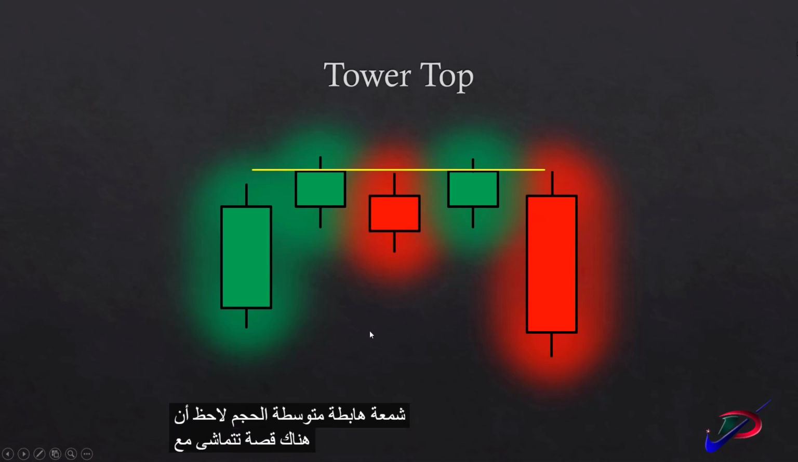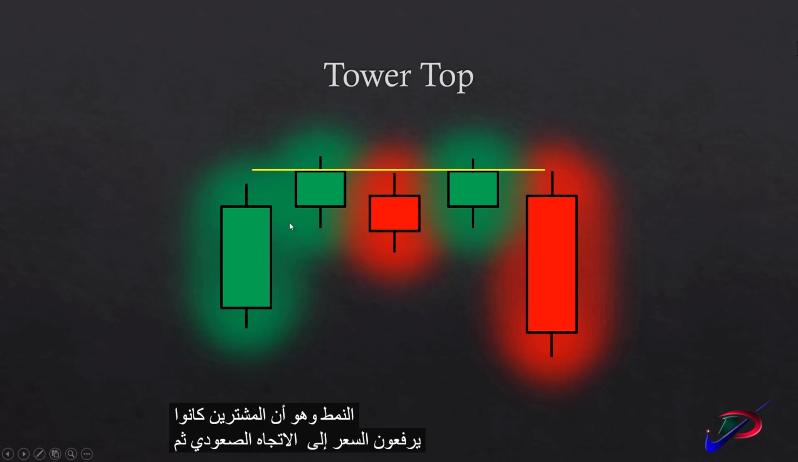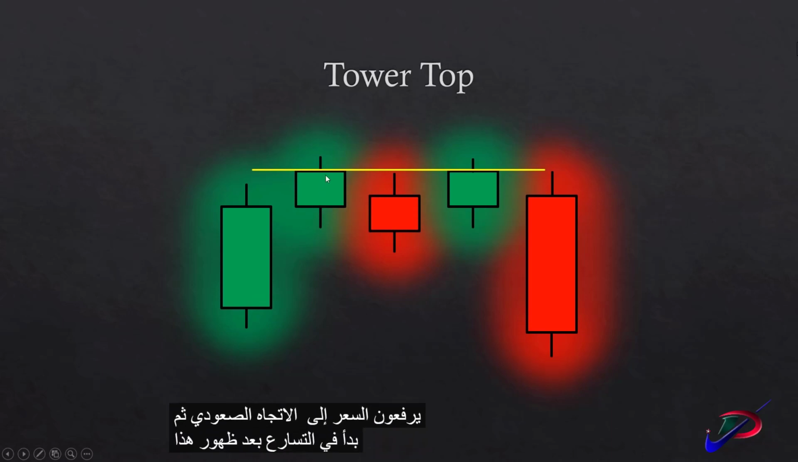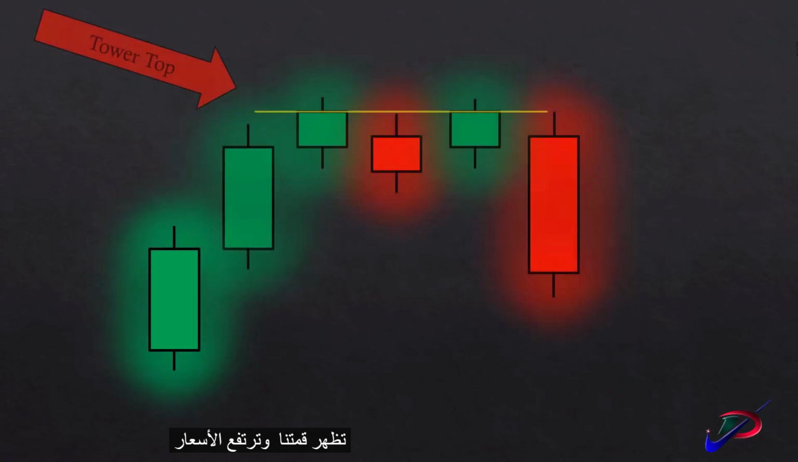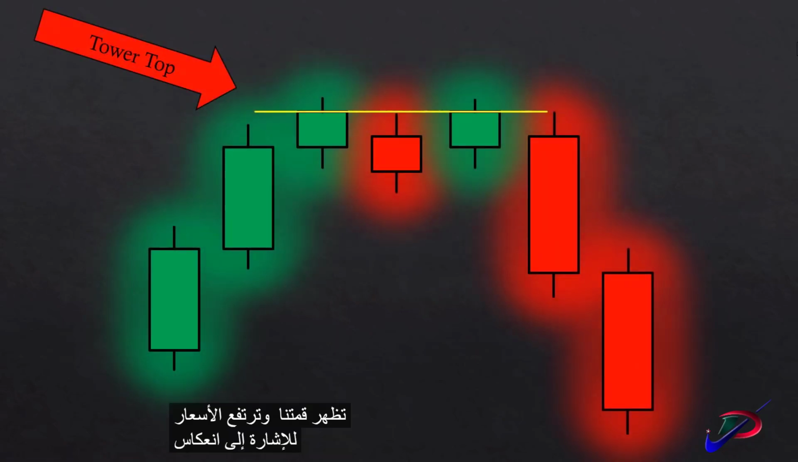Observe that there is a story that goes along with the pattern, which is that buyers were advancing price to the upside and then started to decelerate. After that, a sudden burst of selling pressure appeared, and buyers tried to overcome that. The fact that buyers failed to fully overcome the selling pressure opens the door for the selling pressure to increase and create the bearish reversal pattern. The tower top appears when price is going up in order to signal a reversal to the downside.